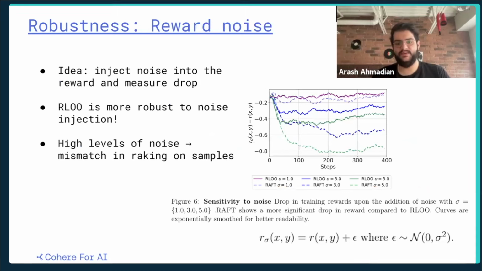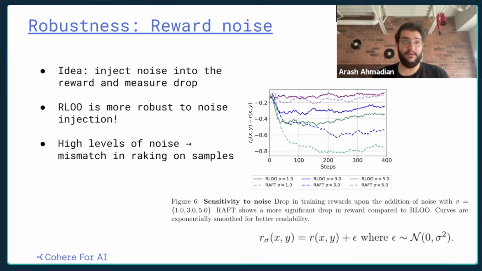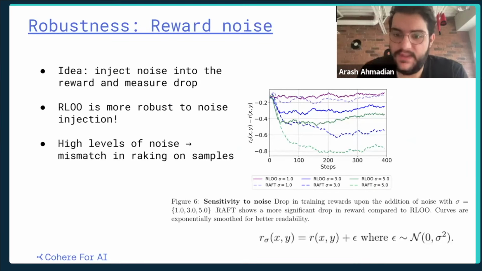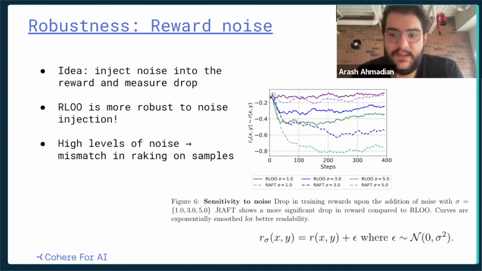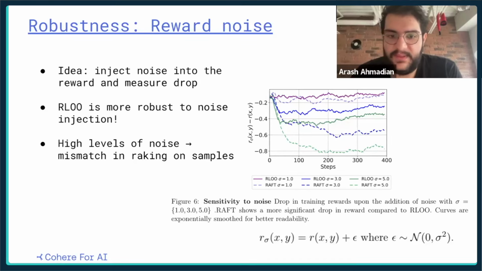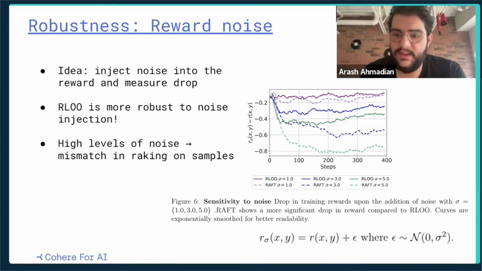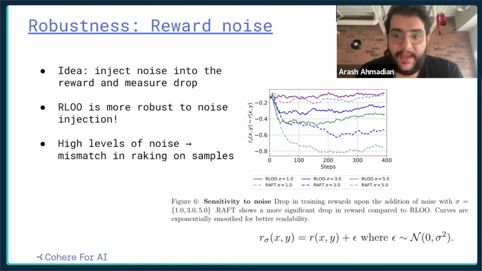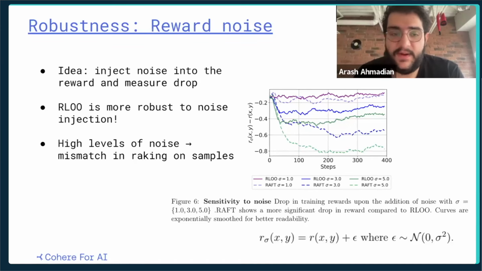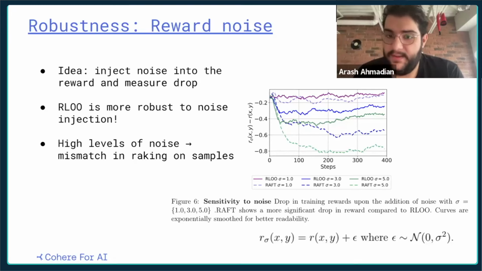And here, to measure the sensitivity of RLOO and RAFT to reward noise, we just artificially inject some Gaussian noise to the reward score itself, and then just run the algorithms. It's sampled from a zero mean distribution, and then here on the bottom right, we vary the standard deviation of that distribution. And yeah, again, unsurprisingly, RLOO exhibits a far smaller drop in reward optimization if you inject noise compared to RAFT.